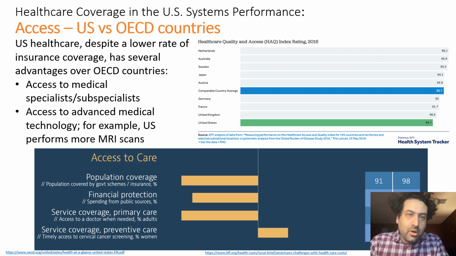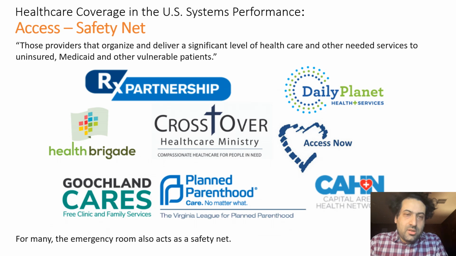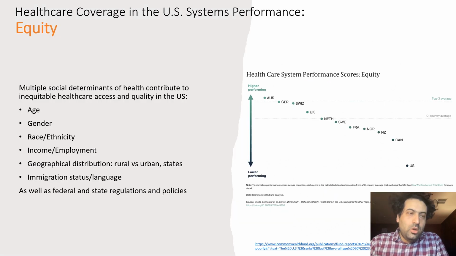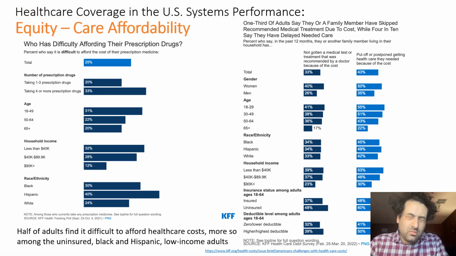However, Americans have better access to medical specialists and subspecialists and enjoy advanced medical technologies. Safety net providers, including emergency rooms, provide significant amount of care to uninsured and underinsured individuals. We'll review the impact of multiple determinants and their complex interplay on equity in healthcare, where United States again suffers from the lowest performance amongst OECD countries.